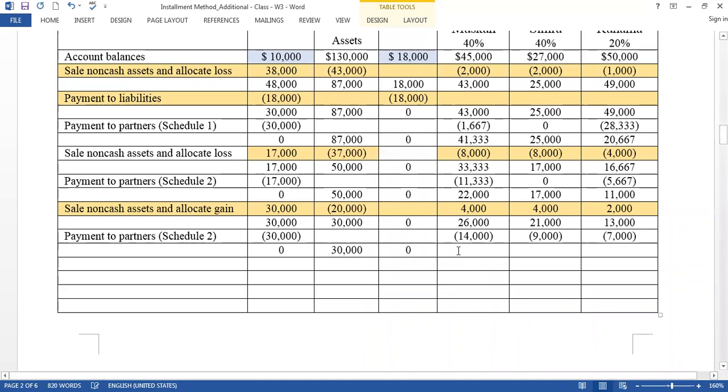Now, how much do we have? Let me see. So 26 and 14, right? 12,000. $12,000 remaining here. Then $12,000 remaining here. And $6,000 remaining here. So this is the remaining capital, remaining asset.